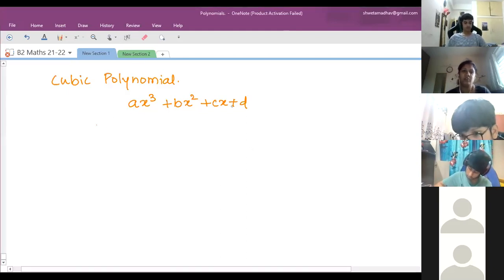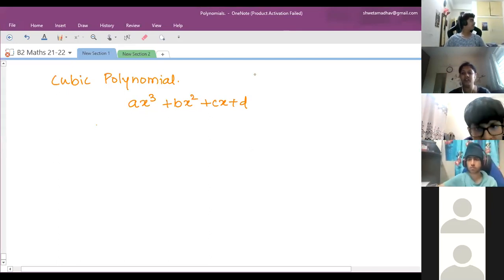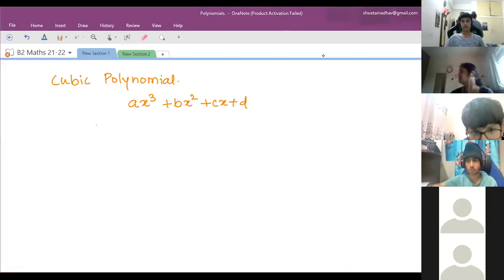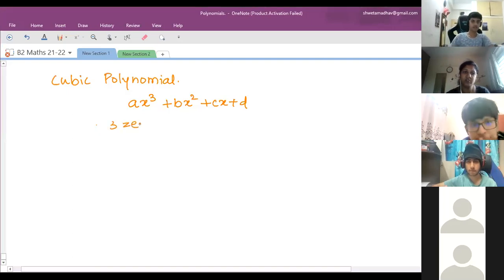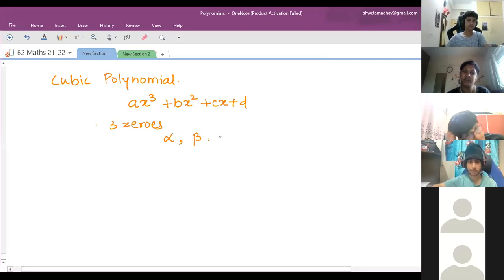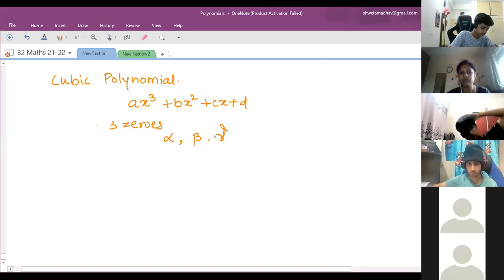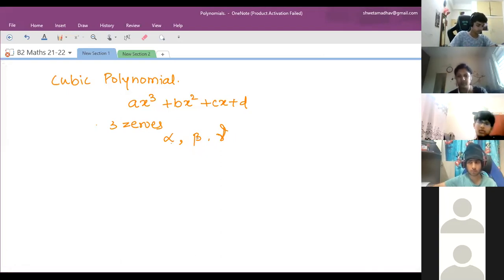Okay. So now this is a cubic polynomial. A cubic polynomial, we know, has at most 3 zeros, that is, a maximum of 3 zeros, right? So those 3 zeros we have to consider as alpha, beta, and gamma. So alpha, beta, and gamma are the 3 zeros of the cubic polynomial because it has a maximum of 3 zeros.